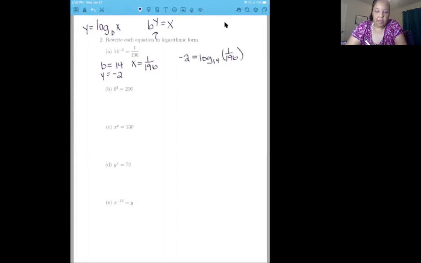All right, let's do the same thing for part B. My base in this one is 6, my y is 3, and my x is 216. Let's write it in logarithmic form. So I have 3 equals log base 6 of 216. All right, so now you should pause and try these by yourself.